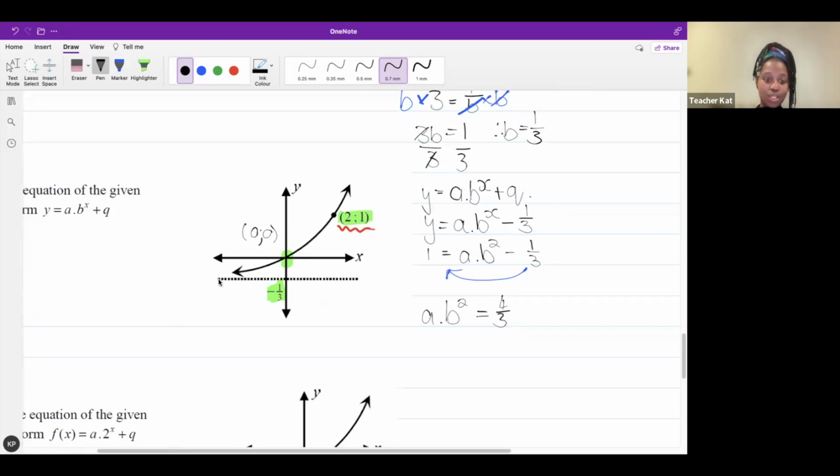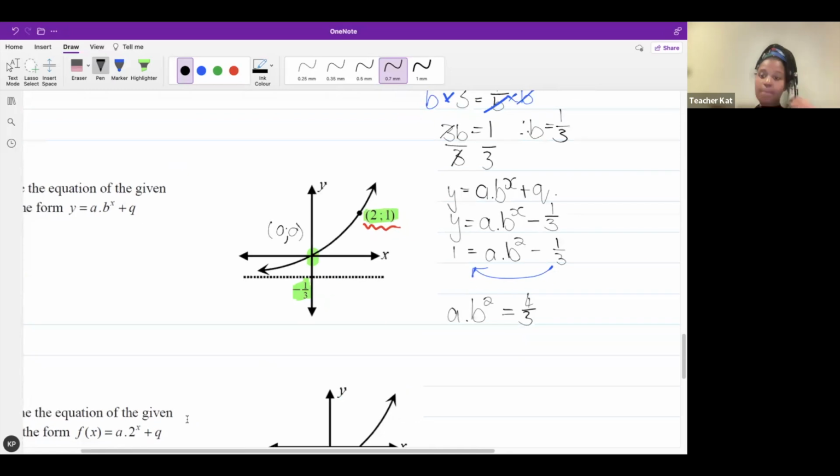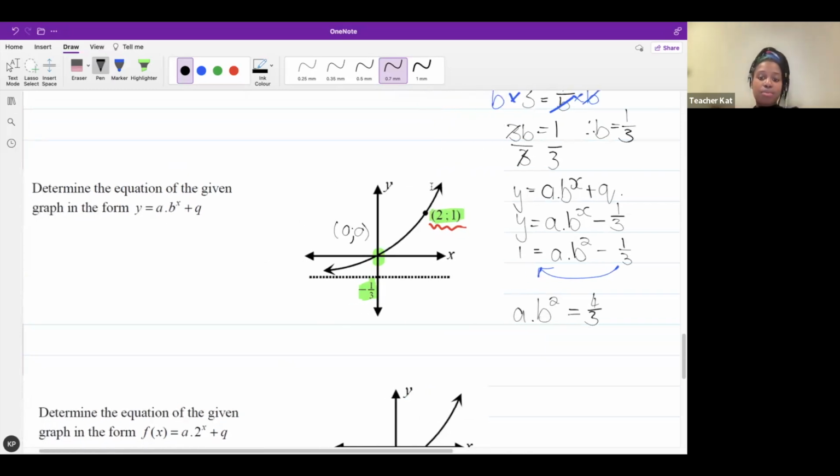I see you just joined. So we're finding the equation of the graph. This is our graph that we've been given, and we've been given the general equation, which is over here. So we just substitute what we have. Firstly, we have an asymptote, which is over here, and we always say that q is your asymptote. So that's where this 1 over 3 came from. Negative a third came from the asymptote.